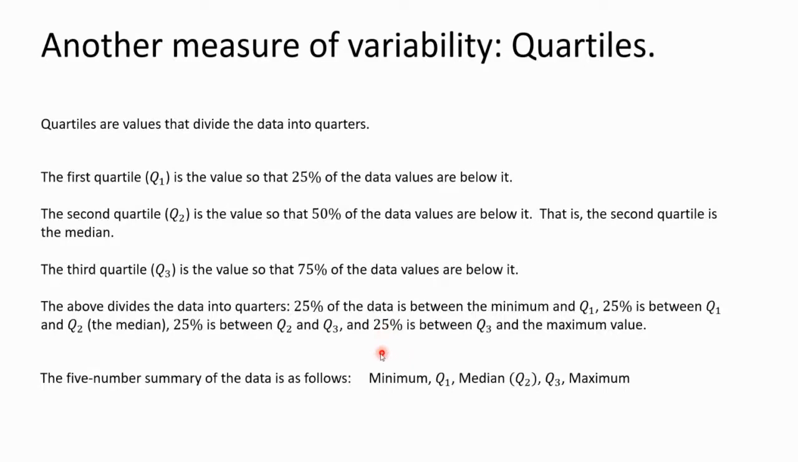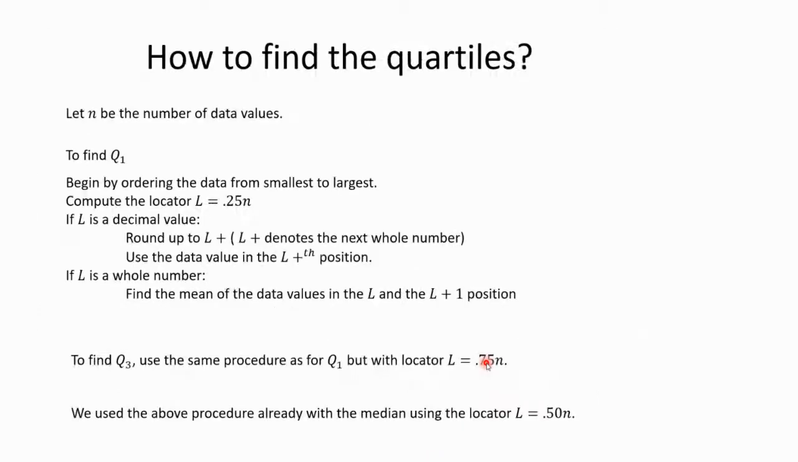And in fact, we get the so-called 5-number summary, which is the minimum, Q1, the median, which is Q2, Q3, and the maximum. Okay, that's great. How do you calculate these? Well, the min and max are pretty easy.